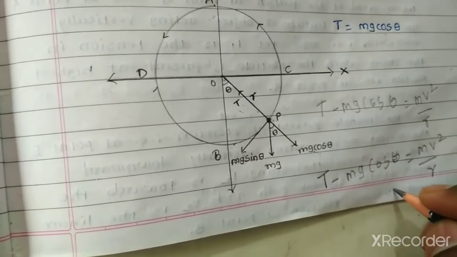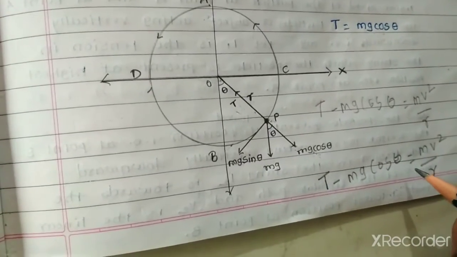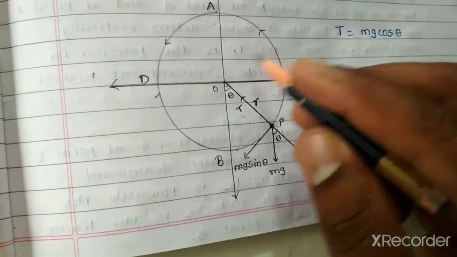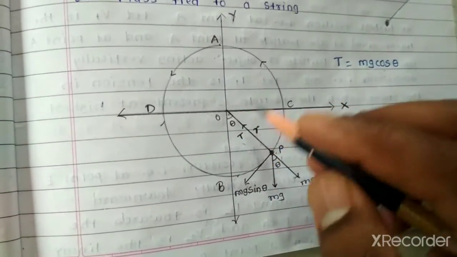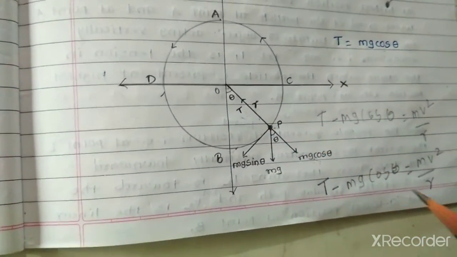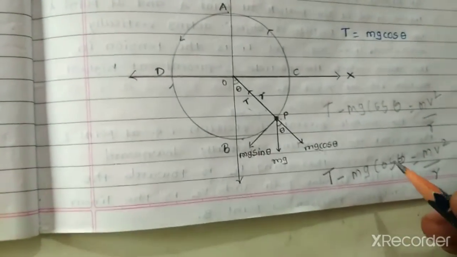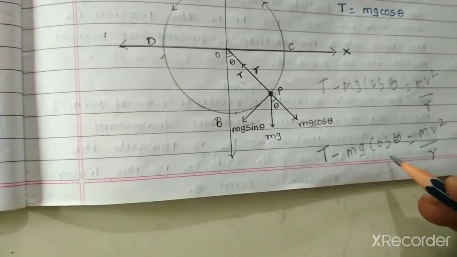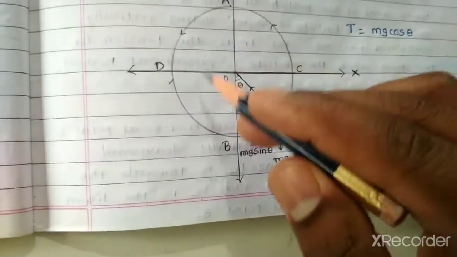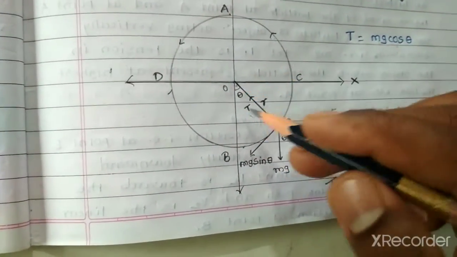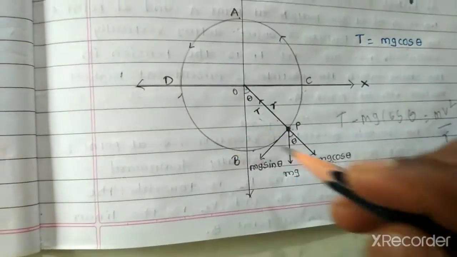This equation gives us the resultant force acting on this particle in vertical circular motion at any position. So hope students you have understood the vertical circular motion, and the equation gives us the resultant force acting on this particle in vertical circular motion at any position.